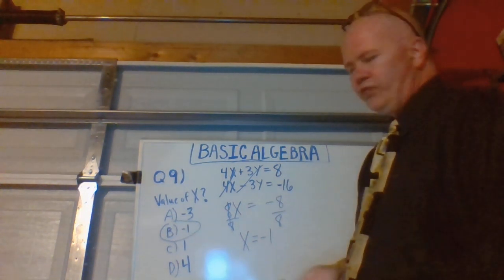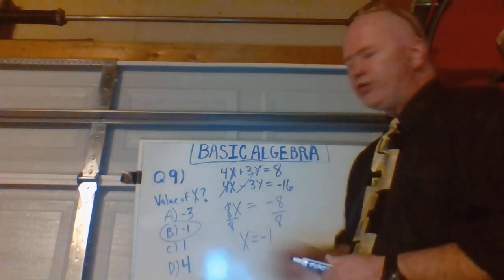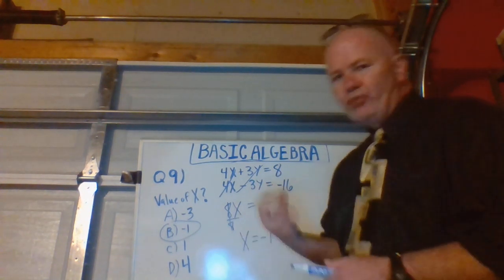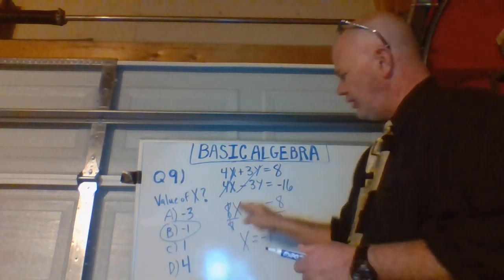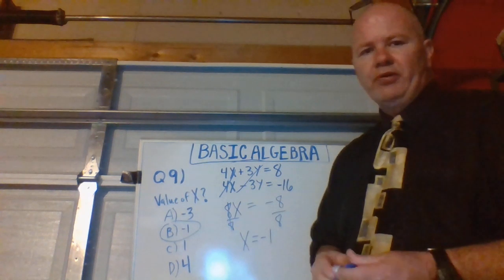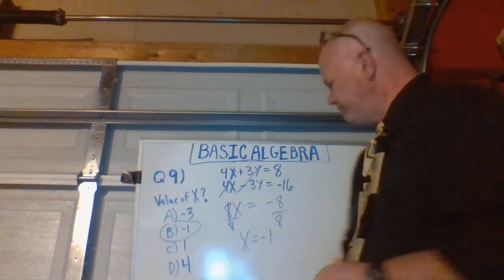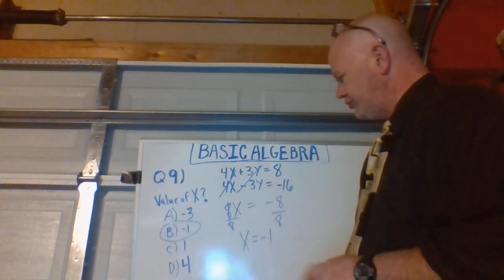So we used an elimination method here by adding the two equations. When we did that, we got rid of that variable y. We left ourselves with one variable. It's always easier to work with one variable than more than one. So we get x equals negative 1.